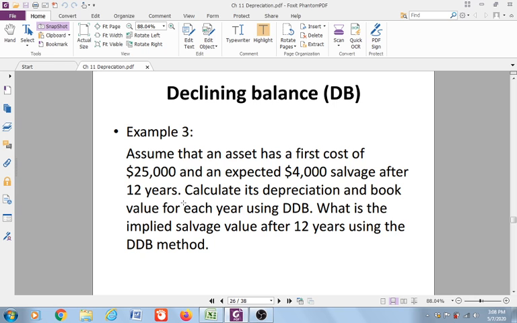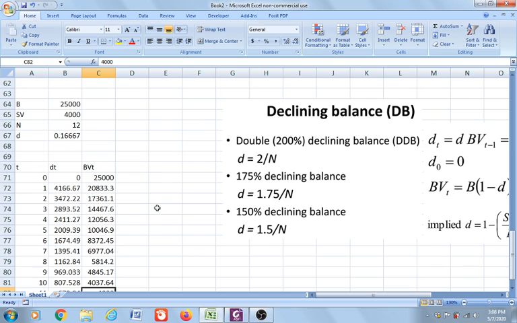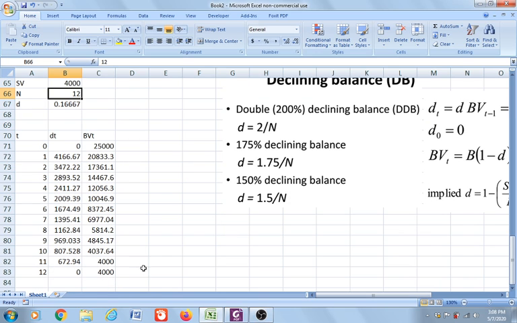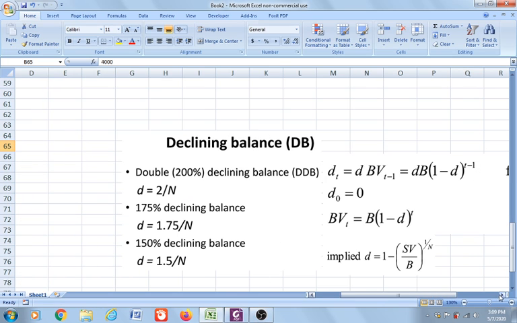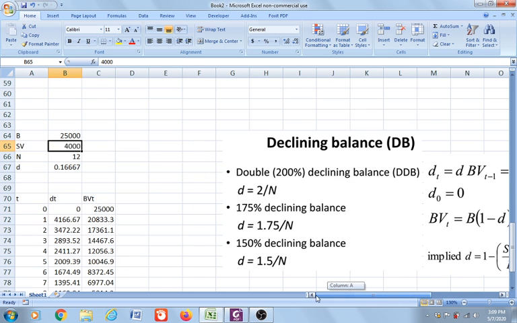However, we can find a value of D such that the book value in year 12 equals the salvage value of 4,000. And we can use the formula with the implied D. So implied D equals 1 minus (salvage value over B) to the power of 1 over n. Now let's calculate the implied D.